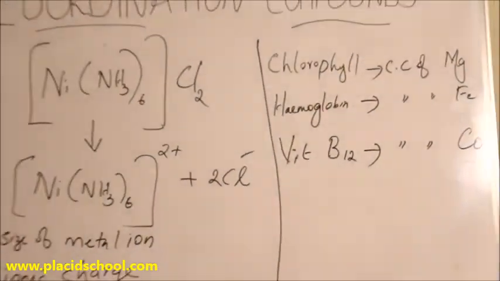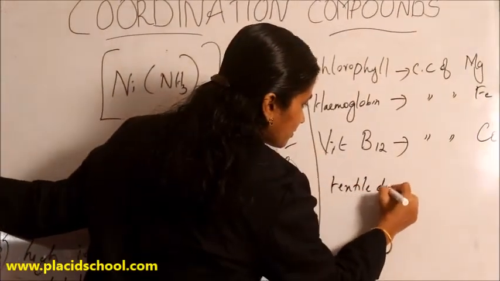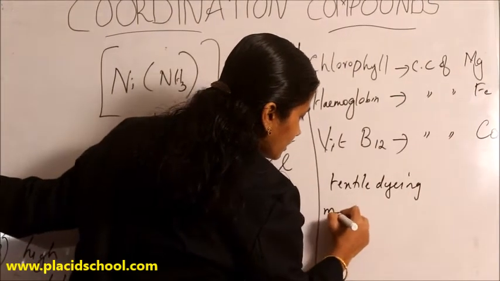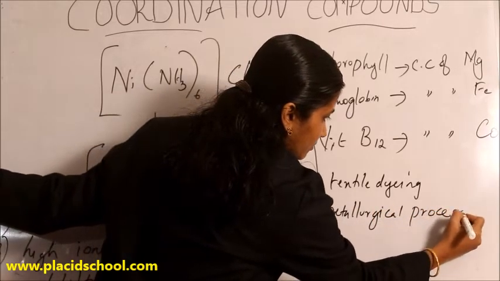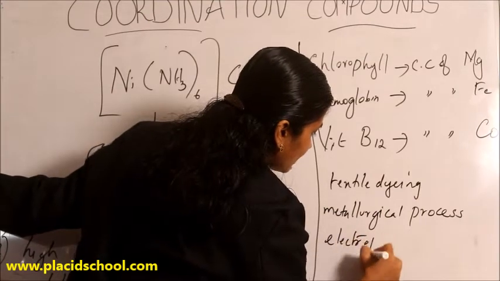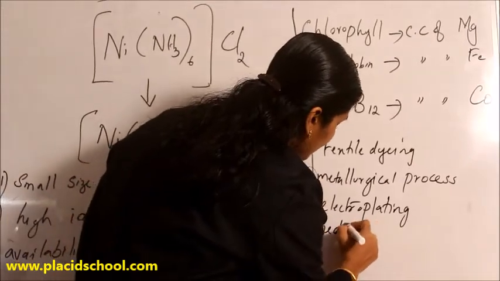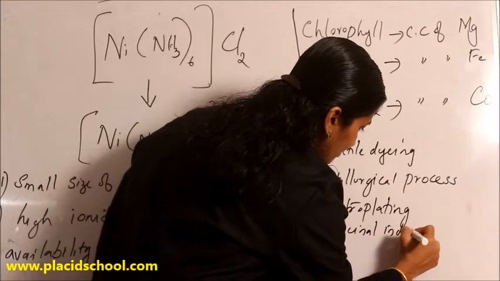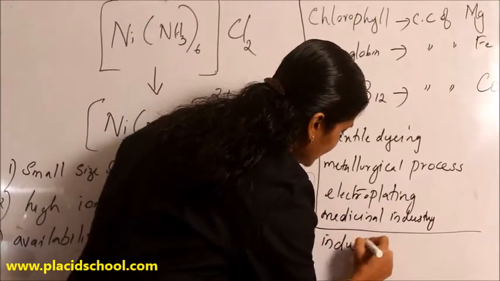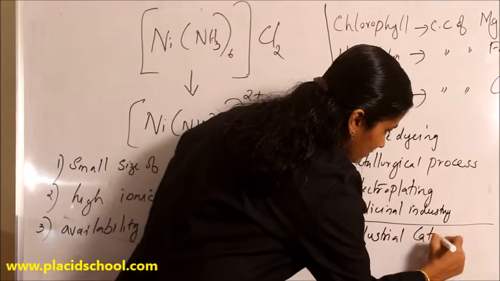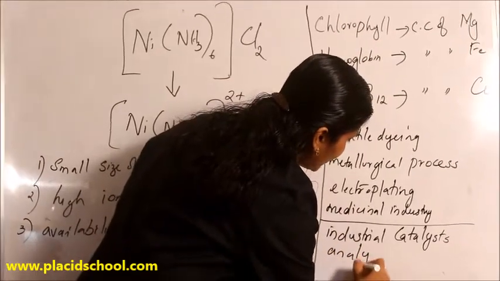And also coordination compounds find uses in textile dyeing, metallurgical process, electroplating, and also medicinal industry, and also they are used as industrial catalysts, and also as analytical reagents.